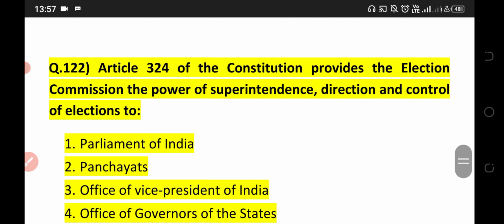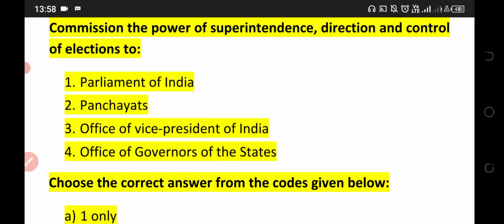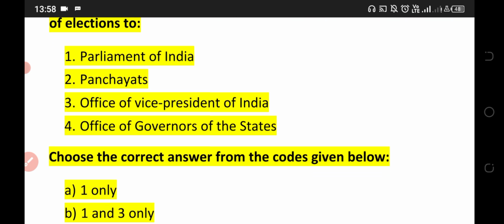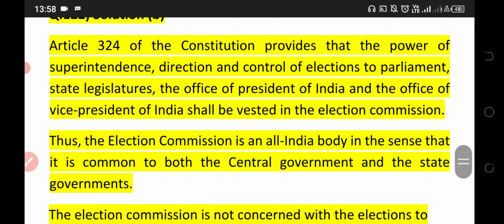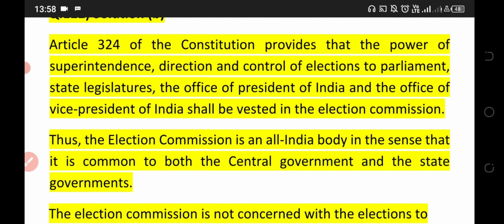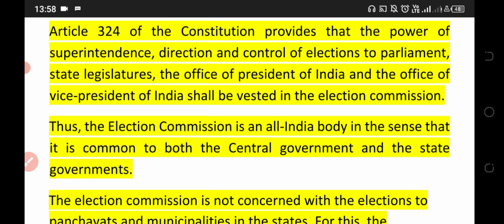Article 324 of the Constitution provides the Election Commission the power of superintendence, direction, and control of elections to Parliament of India, Office of Vice President, Office of Governor. Statements 1 and 3 are the right answer. Article 324 of the Constitution provides that the power of superintendence, direction, and control of elections to Parliament, State Legislature, the Office of the President of India, and the Office of the Vice President of India shall be vested in the Election Commission.